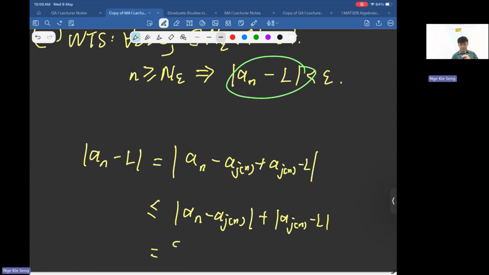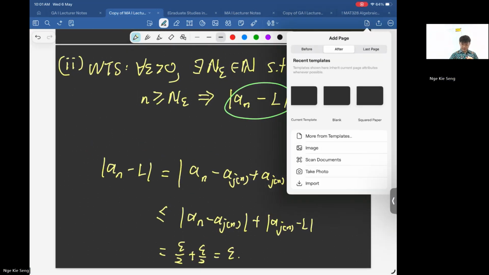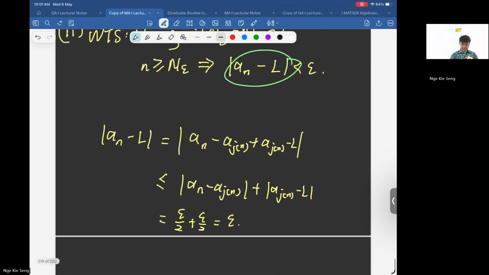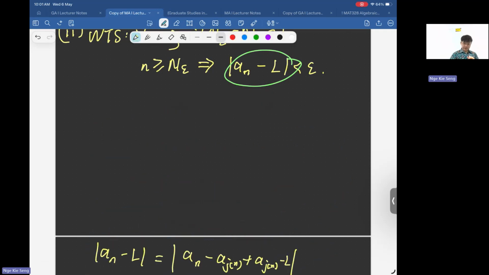So if you can make these two less than epsilon over 2, then you are good already. So how many choices do you need to make here? How many choices of N? There are two parts to control, right? So you need to choose two things. So how to choose? So again, fix epsilon greater than 0.